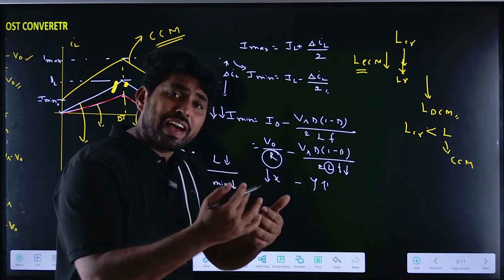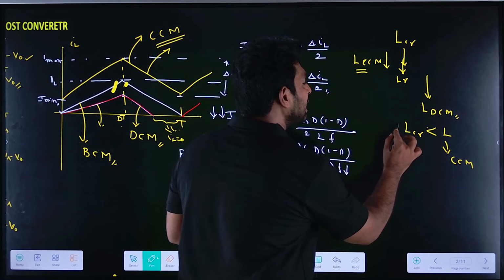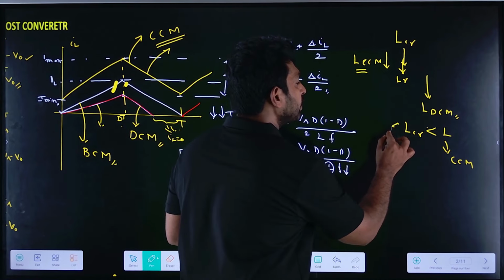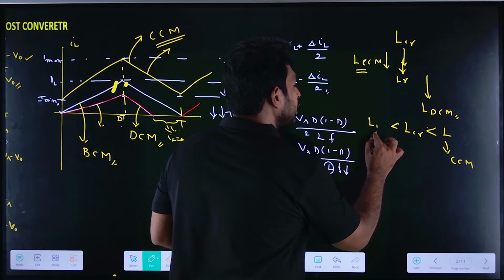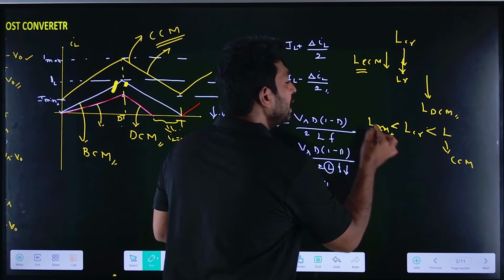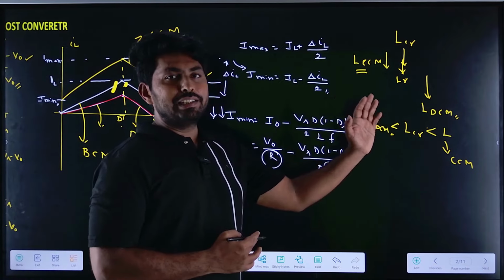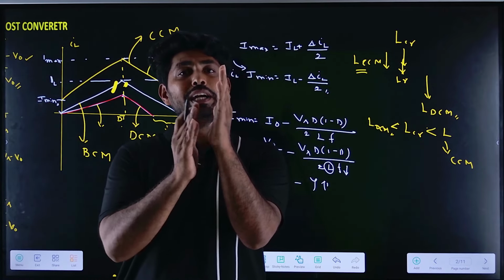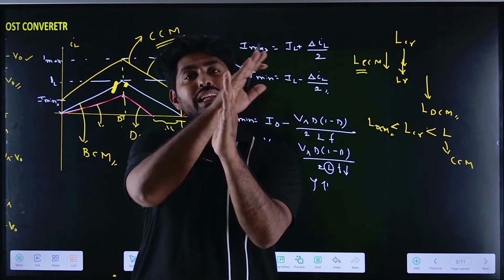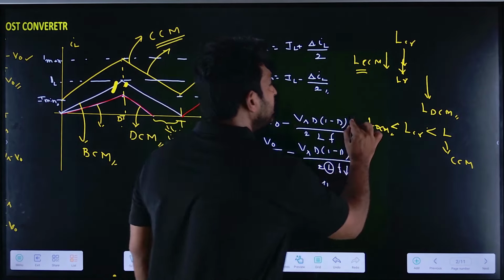If the inductance value is less than the critical inductance, it will operate in the discontinuous conduction. So the critical inductance is where it will operate in the boundary condition, in between the continuous conduction and the discontinuous conduction. So this is very important.